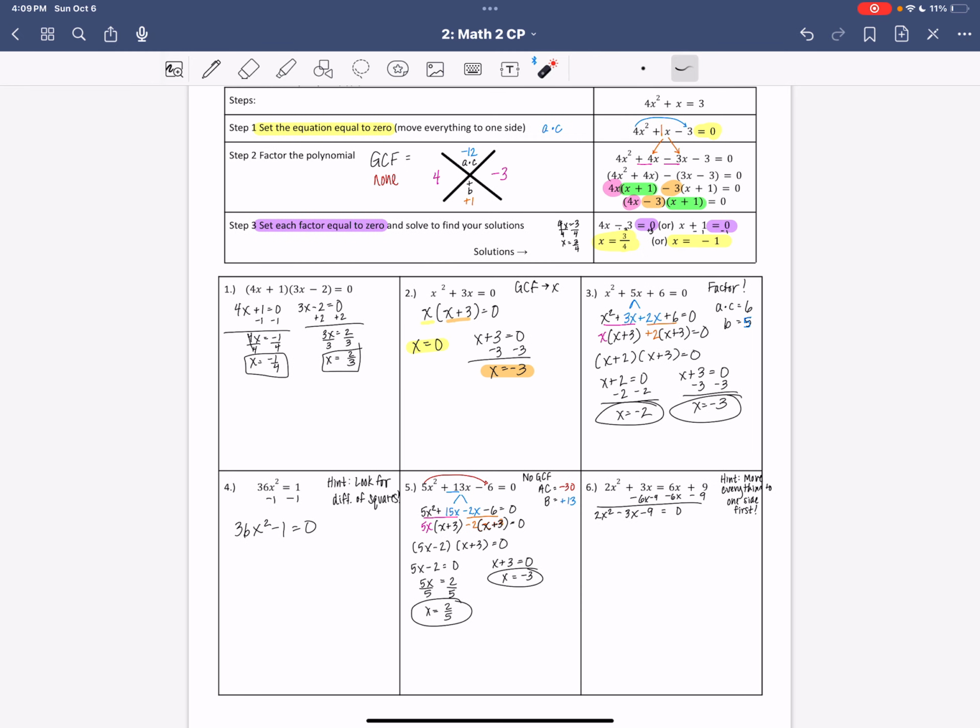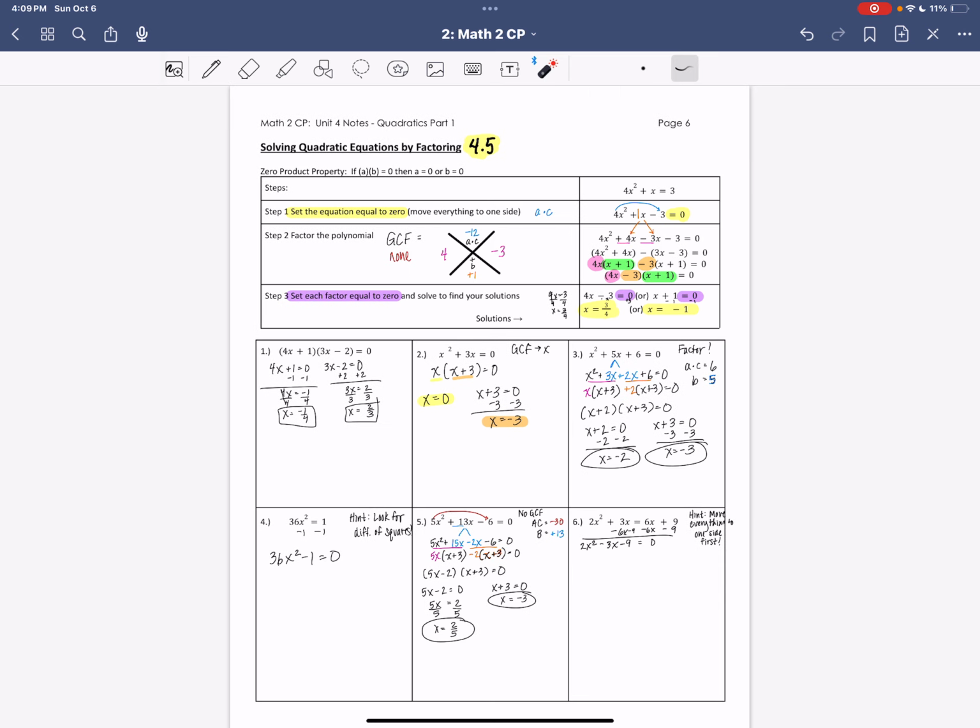So go ahead, I want you to finish the ones I did not do, so make sure you finish that one, and make sure you finish that one, and that is solving the quadratic equation by factoring.